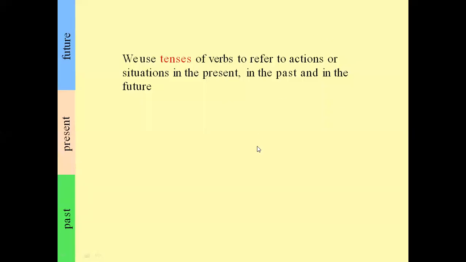Okay, hello friends. So today we are going to start the study of tenses. Tenses are a very important part of English grammar. It is useful while you are reading, while you are speaking, while you are listening, and also for writing. These are very important. Tenses are the backbone of any language.